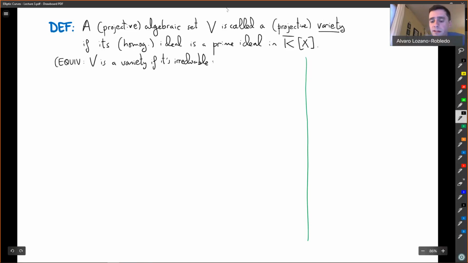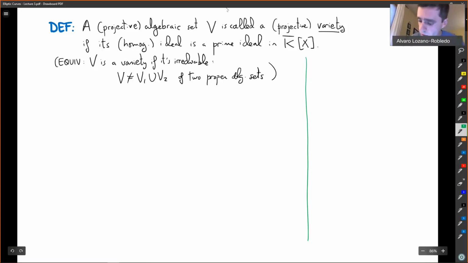So what that means is that V is not a union of two proper algebraic sets. Okay, so let me show you some examples of all this. So here are examples.